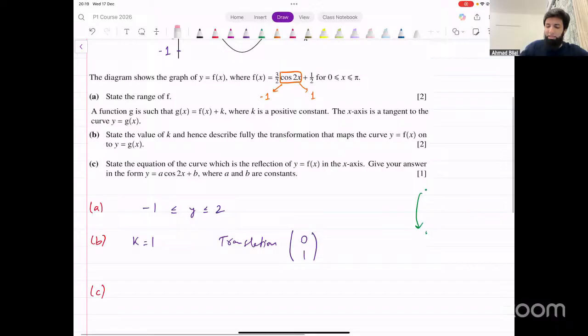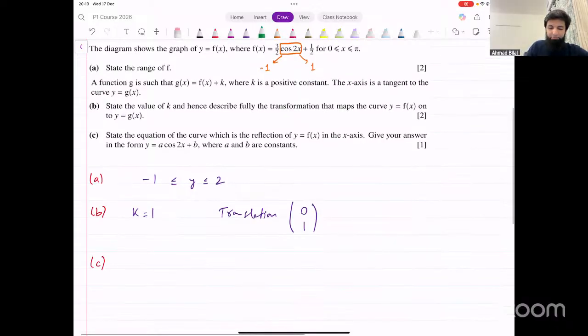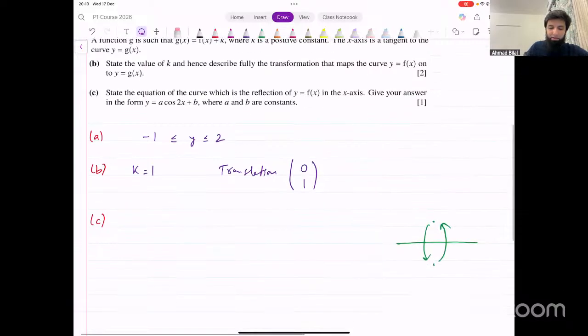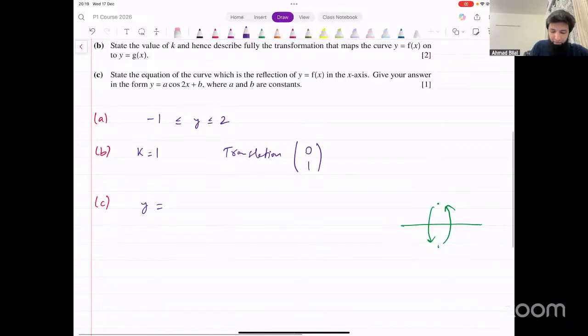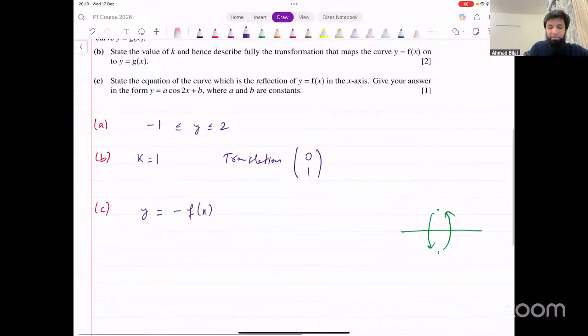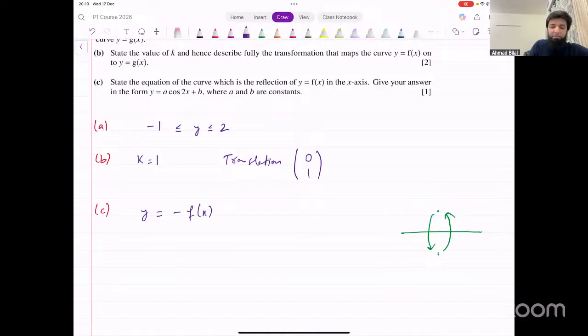So what we do is multiply the whole function by negative, outside: minus f of x. That's what we're looking at. That's the equation of the curve y equals minus f of x.